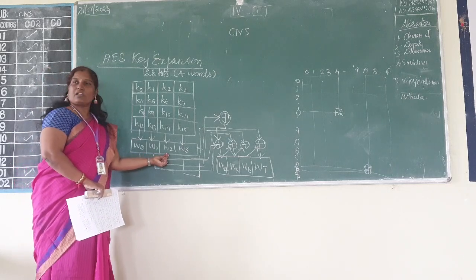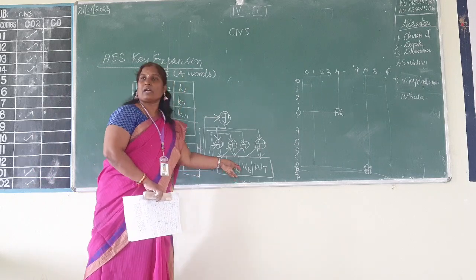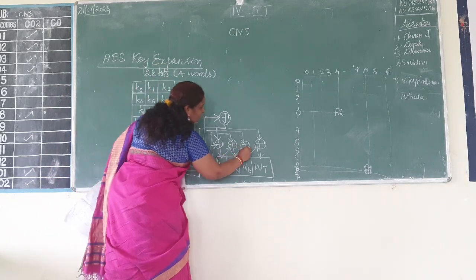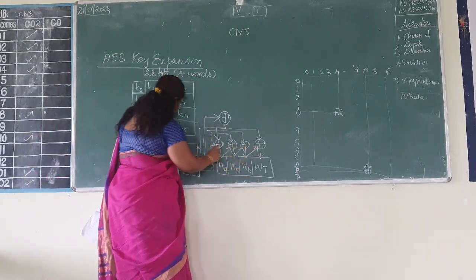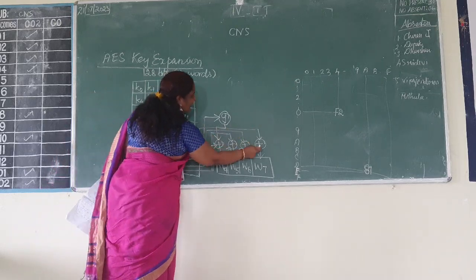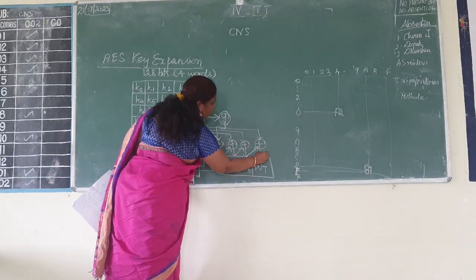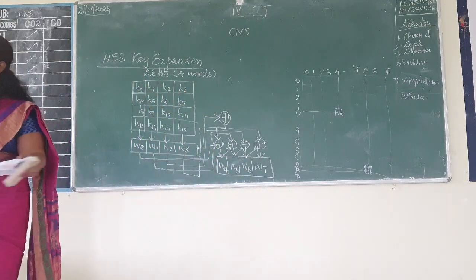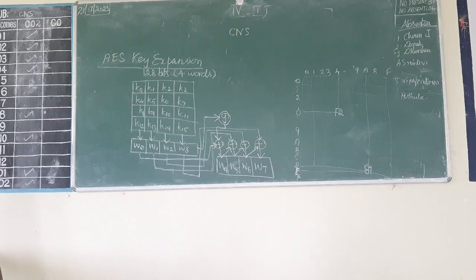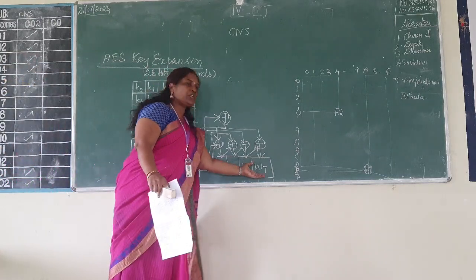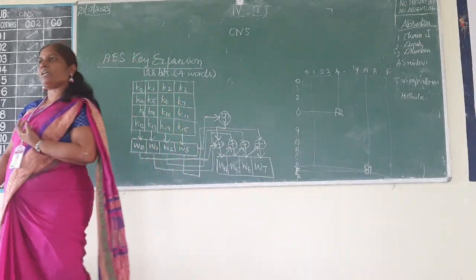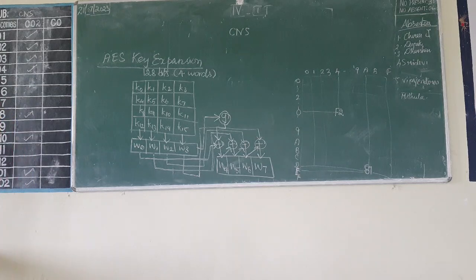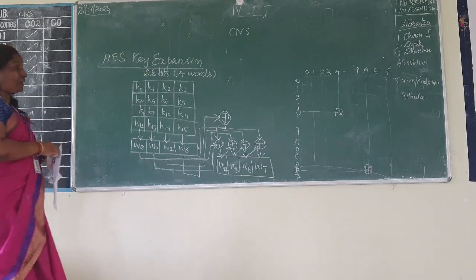Similarly, W2 will be one input and W5 another input, producing W6. And W6 will be one input and your W3 another input; performing XOR operation produces W7. It goes on generating, expanding the key. We have only done W4 to W7. It is a continuous process: W8 to W11, W12 to W15, like that it goes on, till the 11th round, because we are processing 11 rounds.